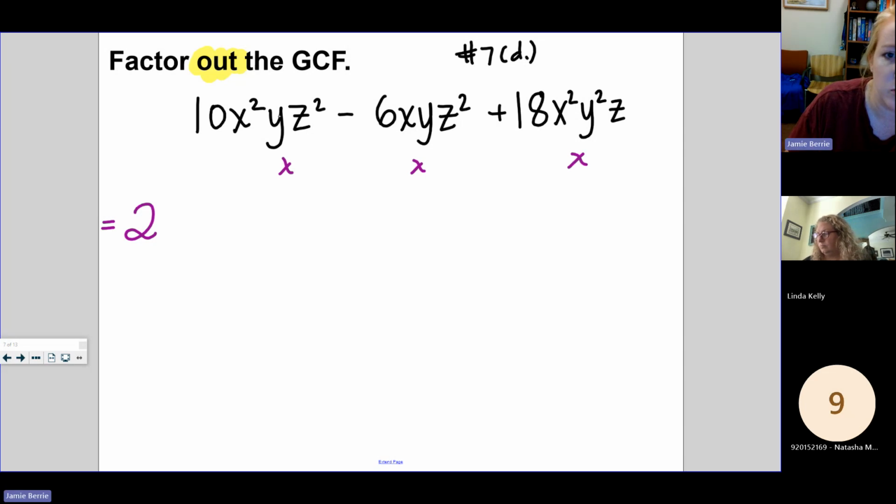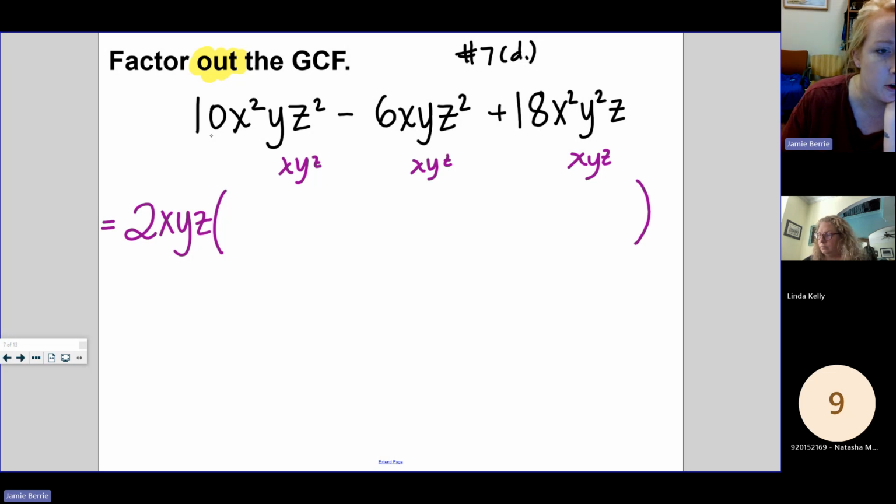What about Y's? Here, 1 Y, 1 Y. This one has 2 Y's. All right. They only have 1 Y in common. And then Z, we have Z squared, but this one only has 1 Z. So we're only pulling out 1 Z. So we're going to pull out an X, a Y, and a Z from each term.